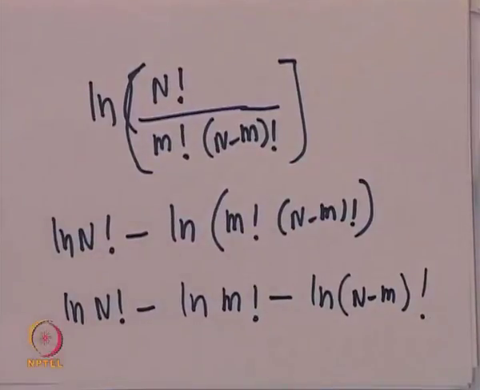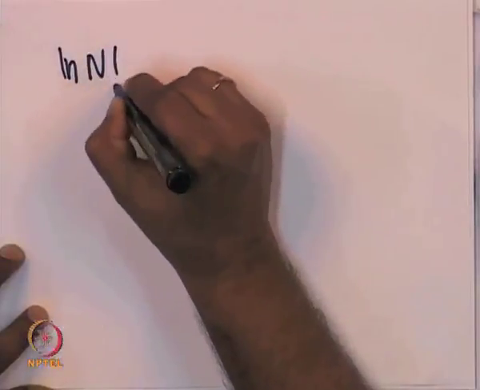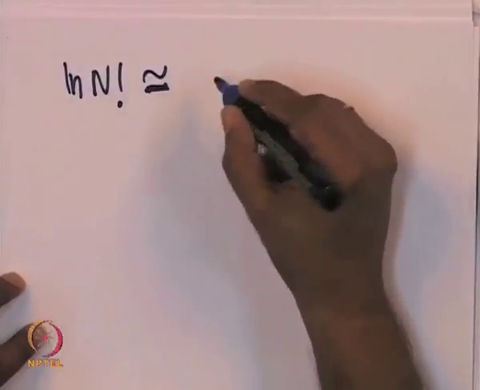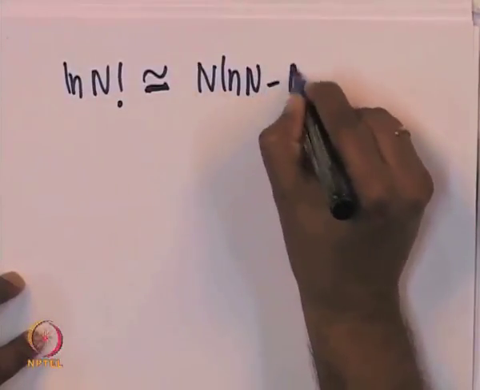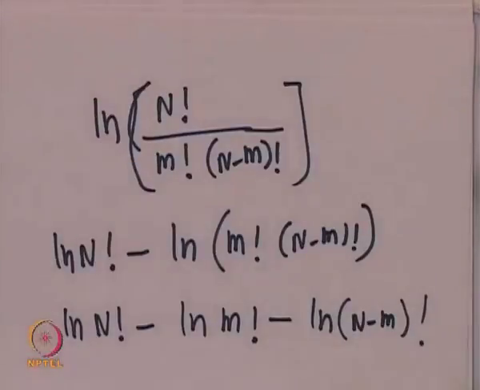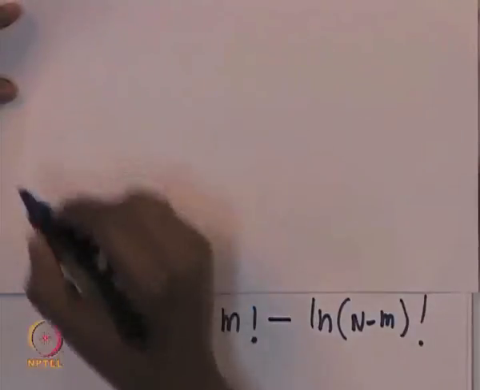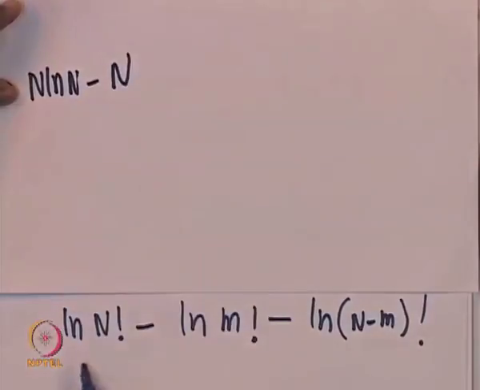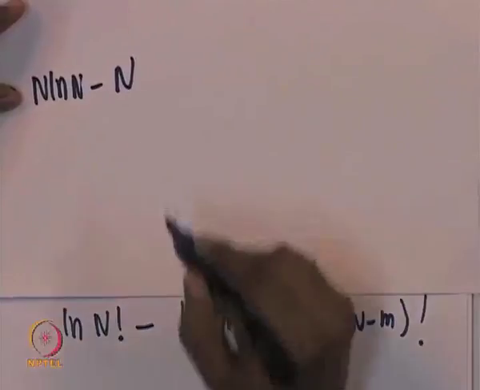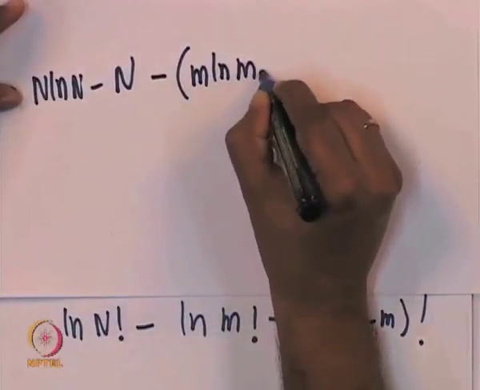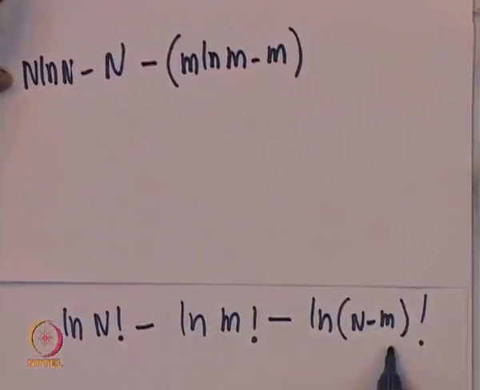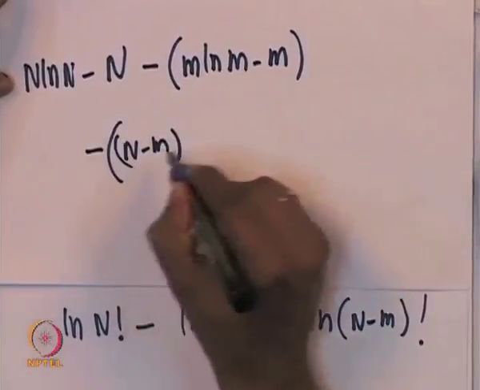So, we can rewrite this, and it turns out that log n factorial can be easily calculated if n is very large, as there is an approximation. There is something called Stirling's formula, which says that log n factorial is approximately equal to n log n minus n. So, if you rewrite this, what would you get? This is n log n minus n, that is this term. Here is minus m log m minus m, and here is minus n minus m log n minus m minus n minus m.